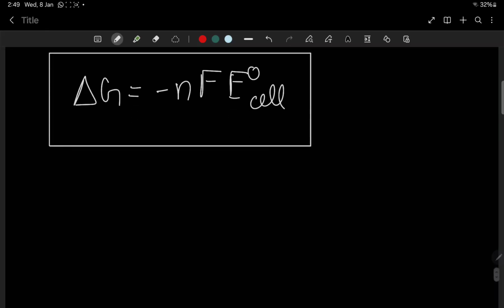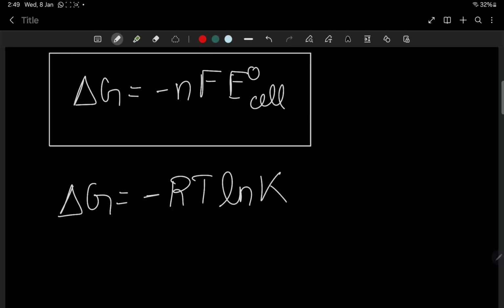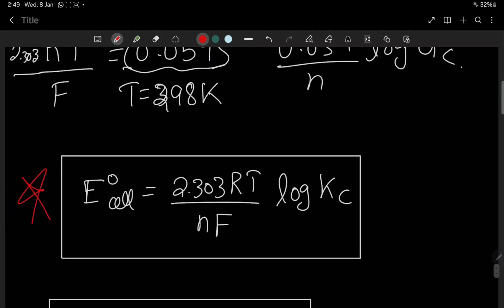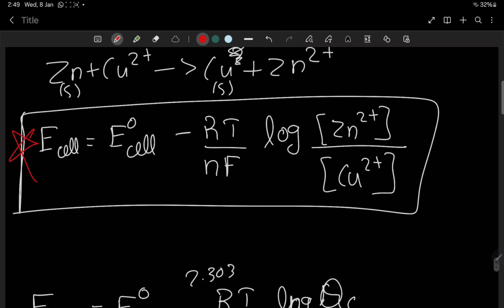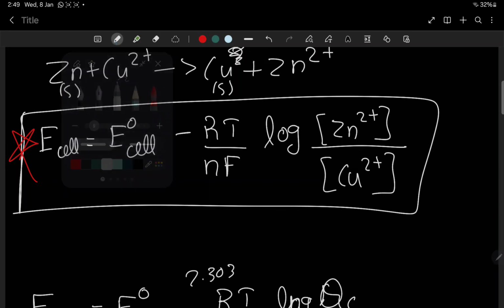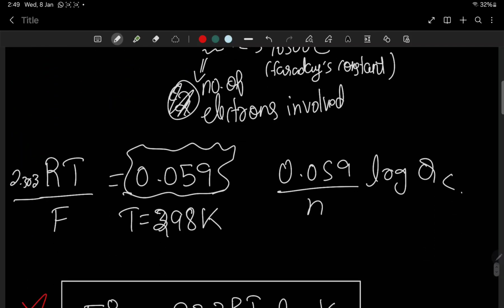N is the same number of electrons, and delta G can also be written as minus RT ln K. Ln K means what? Equilibrium constant. Don't forget, these two equations are important. This is also important. These are important.